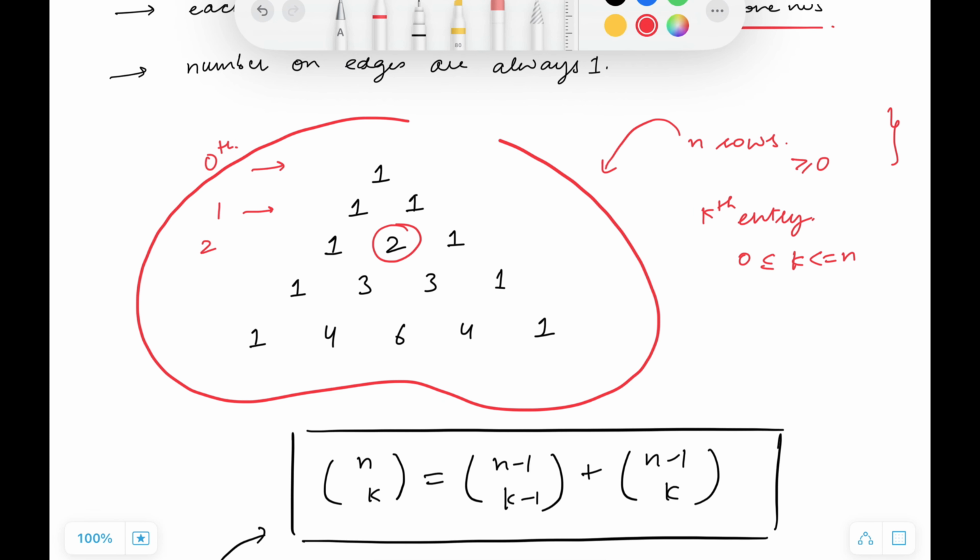And this is the first entry in the second row, because k also starts with 0, with k greater than or equal to 0 and less than or equal to n. So in the second row, this is 0, this is 1 and this is 2. K is going from 0 to 2. So this is our Pascal's triangle.